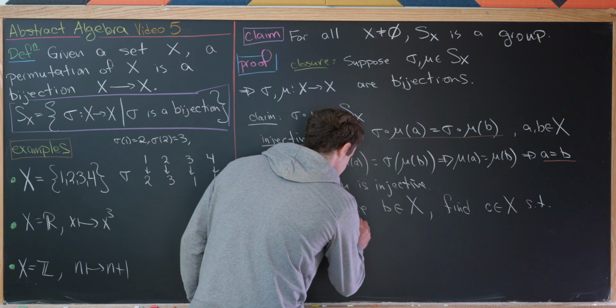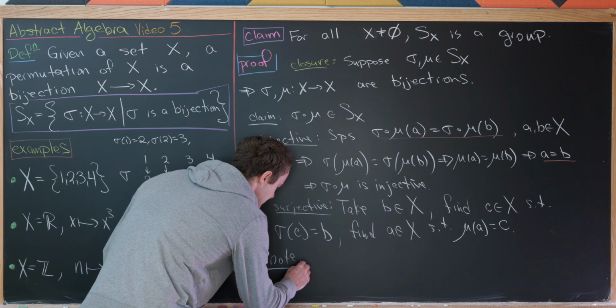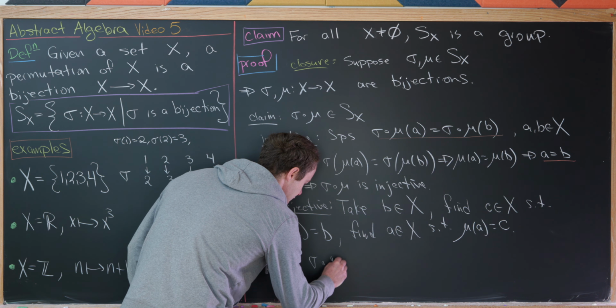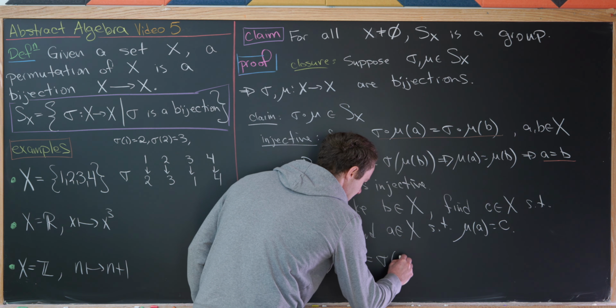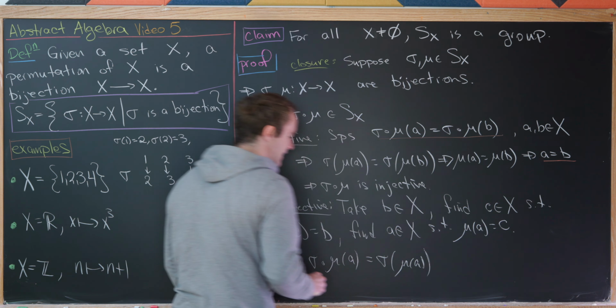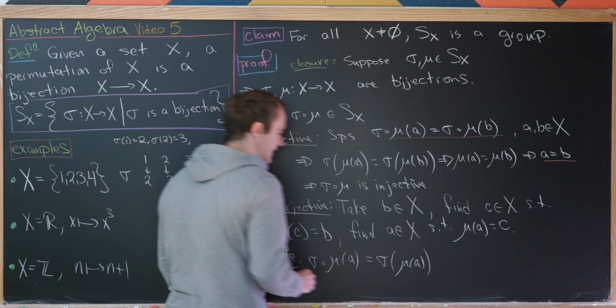And so it's important to do it in that order. And again, that's possible because mu is a bijection and thus it is surjective. Okay, so now let's put this all together. Let's notice that sigma composed with mu evaluated at a is indeed sigma of mu of a by the definition of composition, but that's going to be sigma of c by the way that we chose a, but then sigma of c is equal to b.